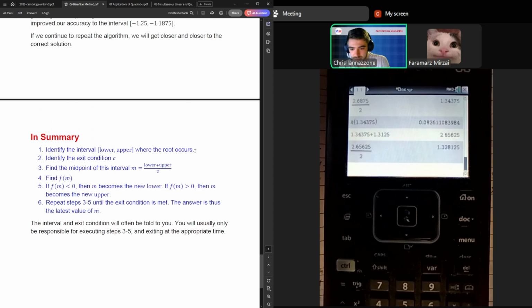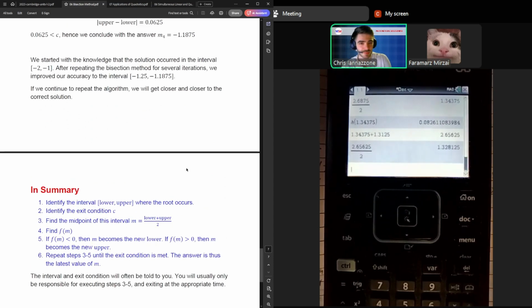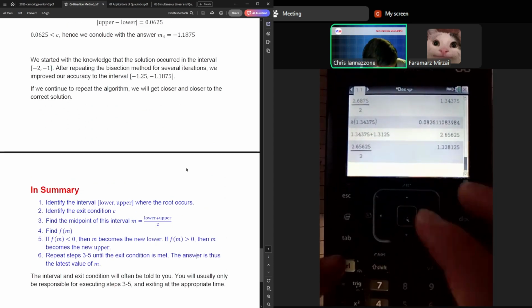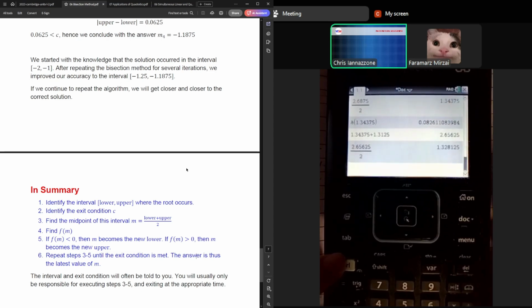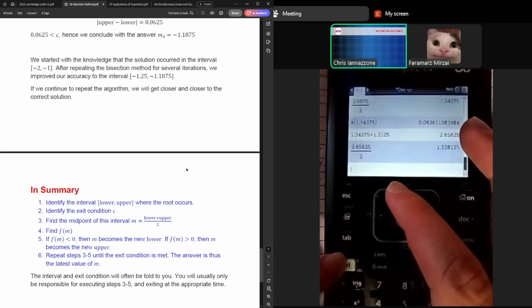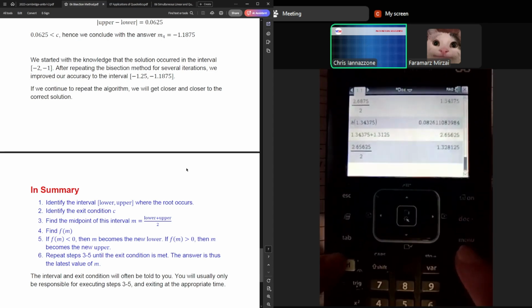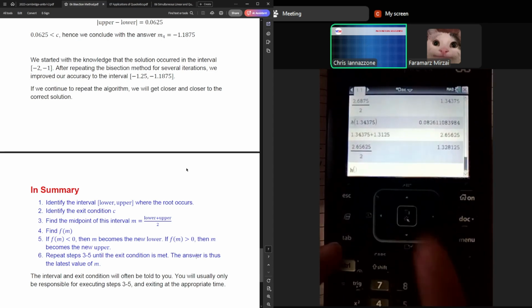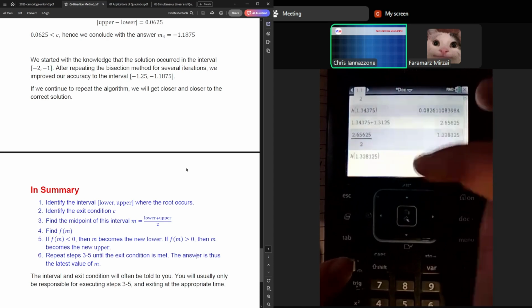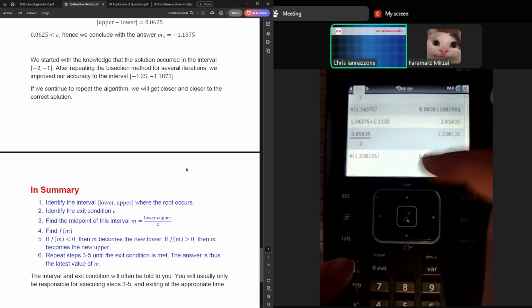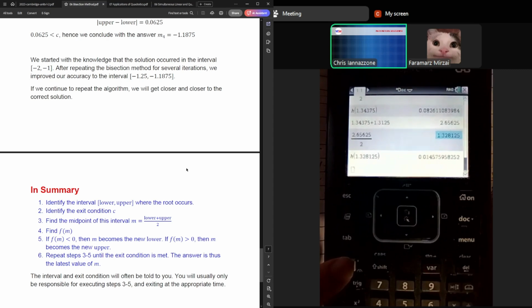Yeah, so it doesn't really take this long. Granted, I have spent a fair bit of time explaining it, but it doesn't usually take this long. Okay, that's that. Where am I up to? Subbing it in, h of that. Okay, so that's positive, which means this is the new upper.